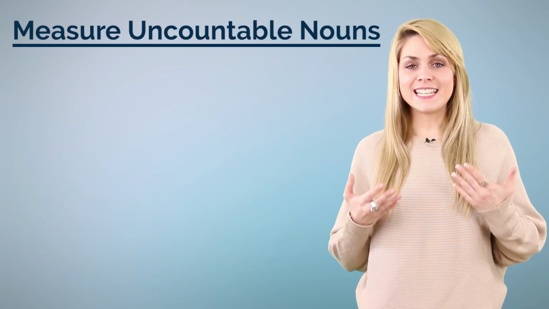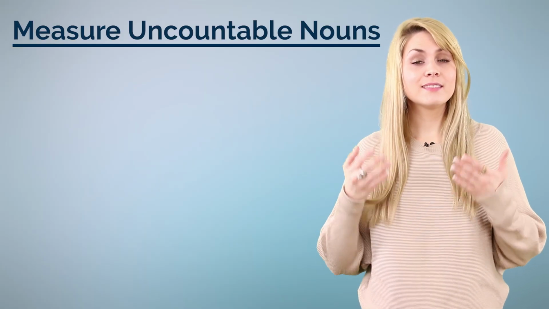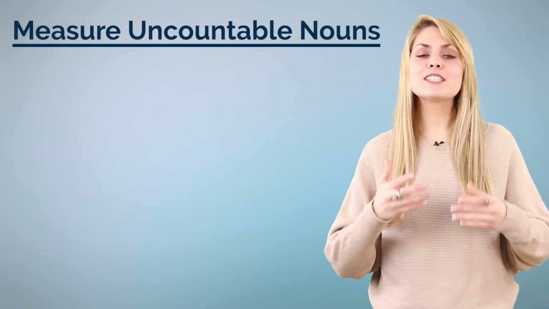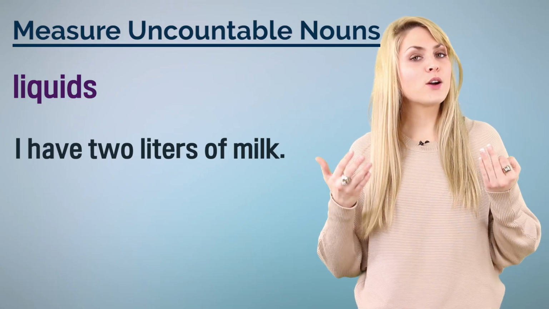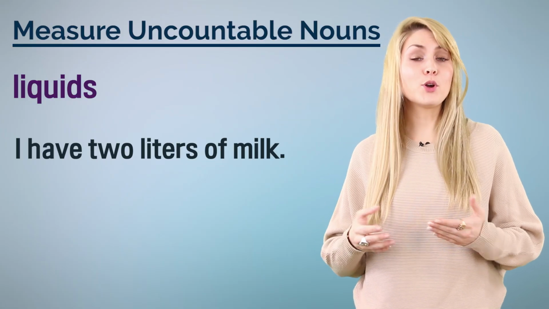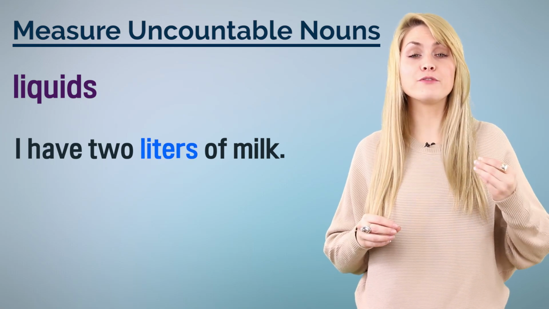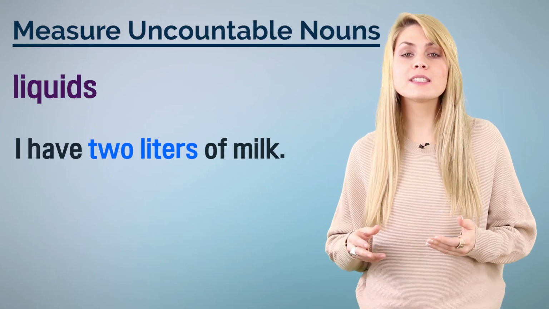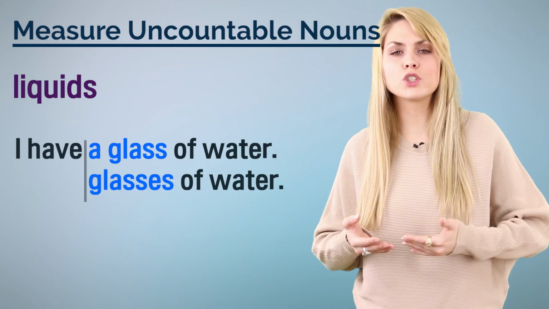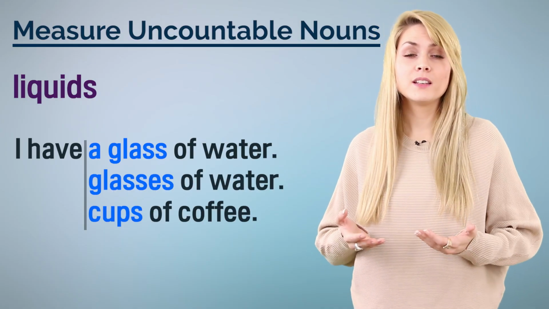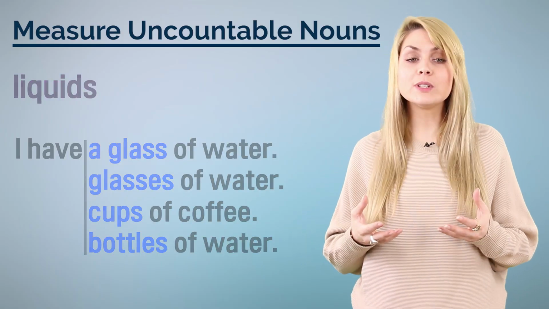Another trick is that most of the time you can measure uncountable nouns. Let's look at examples. For example, if we take liquids, I have 2 liters of milk. Now, you cannot count milk, but you can measure milk and you can count liters. So you can say, I have 2 liters of milk. You can say, I have a glass of water. Or I have glasses of water, cups of coffee, bottles of water. So you can measure this uncountable noun.